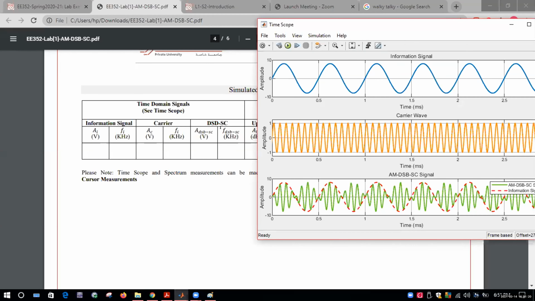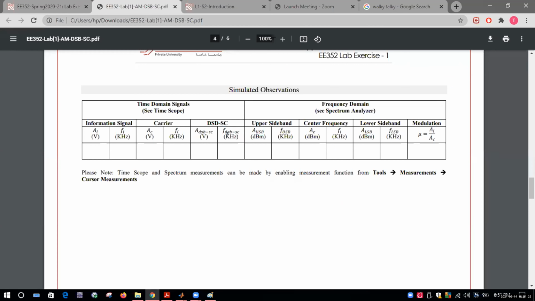How many frequencies will be there in the double sideband? 2. Which one? 15 plus 2 and 15 minus 2, right? Yes. So you will have to write here upper sideband frequency and lower sideband frequency. Will there be any carrier frequency available? No. So there'll be nothing here.